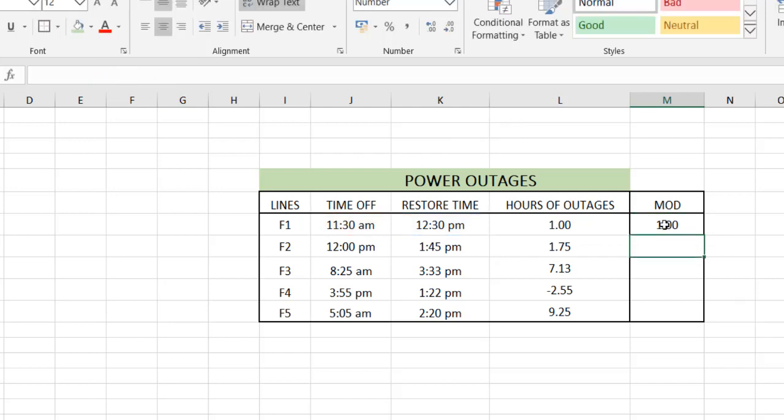So when we do that, we can just drag, and you will notice that where we had the negative has now been restored. What it means is that from 3:55 p.m. to the following day at 1:22 p.m., the time was really 21 hours, or 21.45 hours.